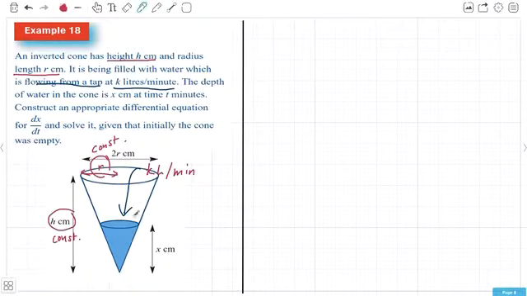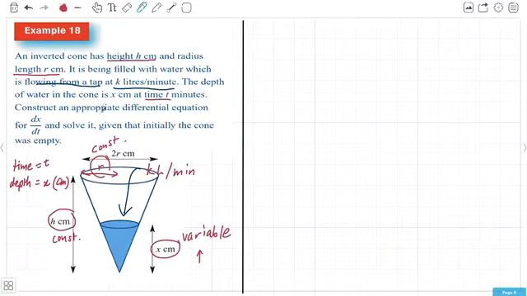The depth of water in the cone is x centimetres. Now this is a variable, and that's because the water can go up or down. In our case, we're only putting water in, so it's only going to go up, but it will increase. So it's not going to stay the same. And we've also got time t as minutes. So we've got time equals t. We've got the depth of water equals x, and that's in centimetres. And we've got the height of the cone in centimetres as well, and radius in centimetres.